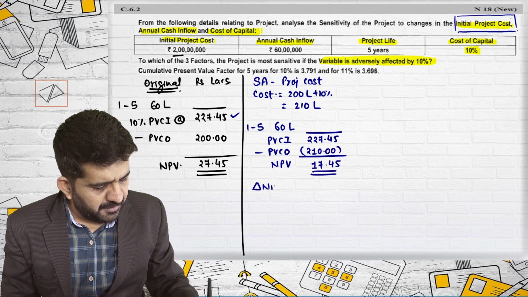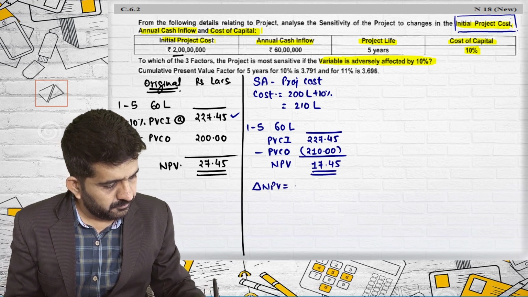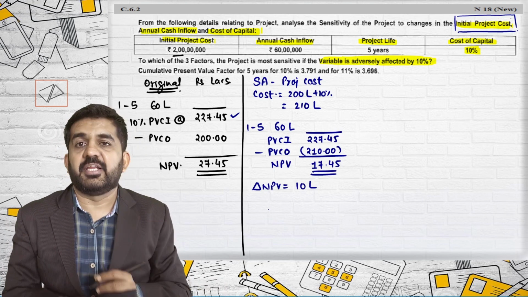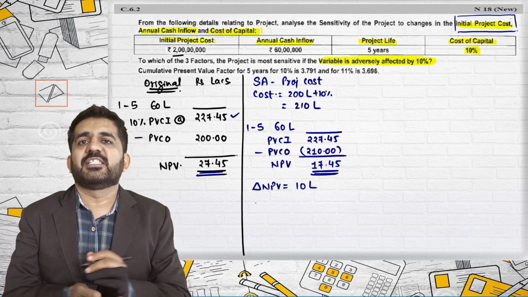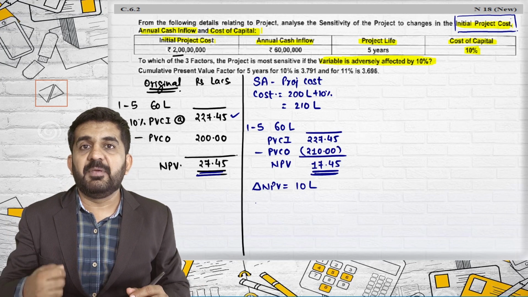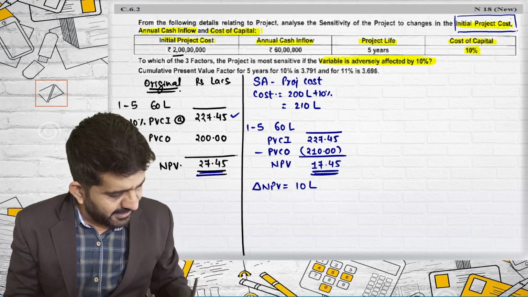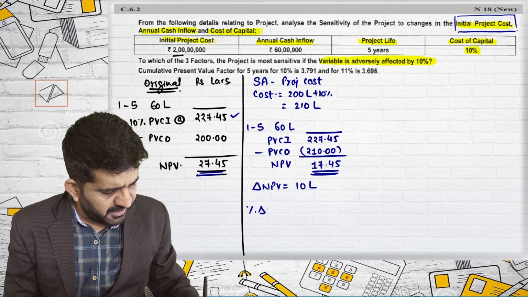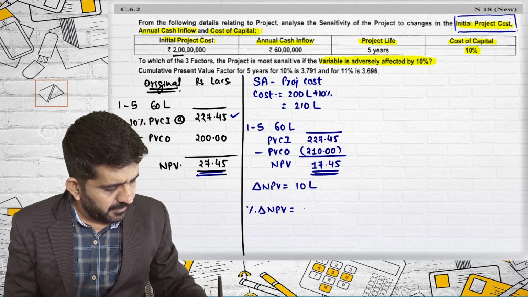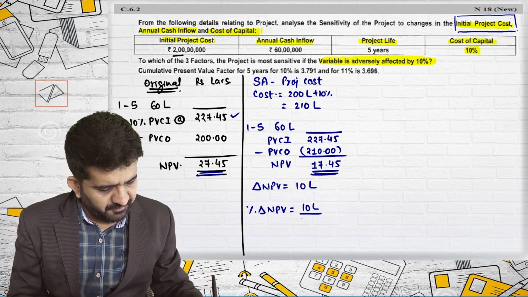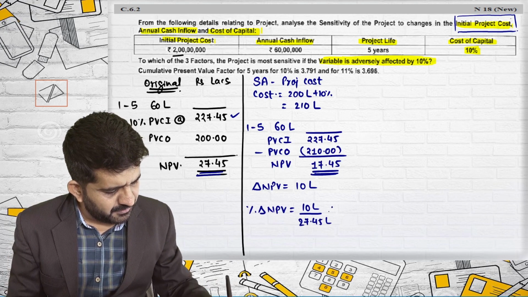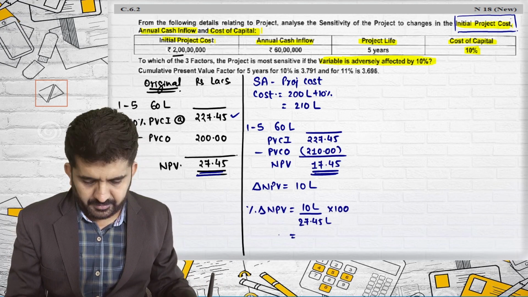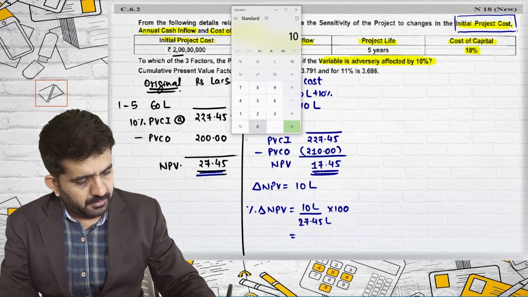What is the change in NPV? Is it 10 lakhs? How have I found it out? 27.45 minus 17.45. So NPV has decreased by 10 lakhs. What is the percentage change in NPV? It is 10 lakh divided by 27.45 lakhs multiplied by 100.